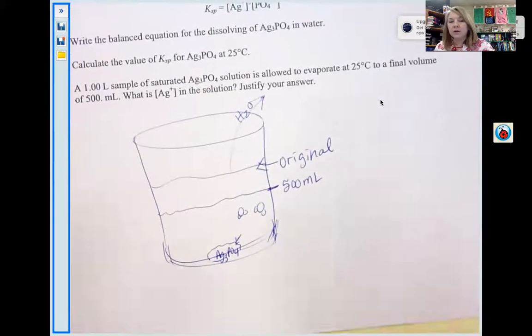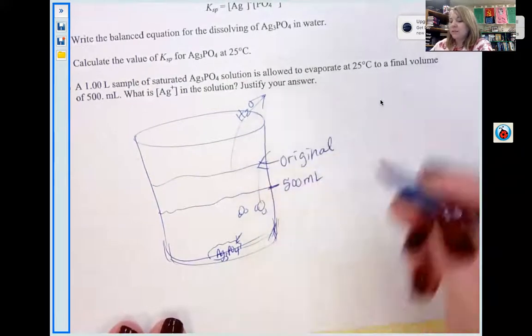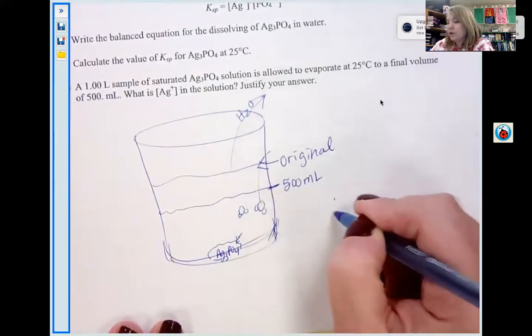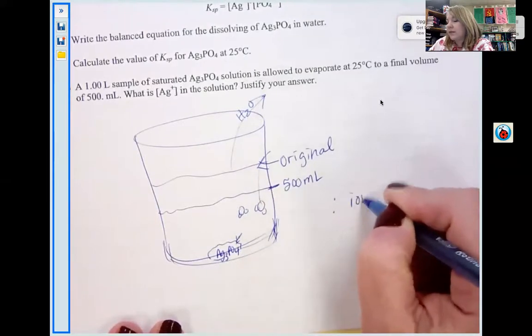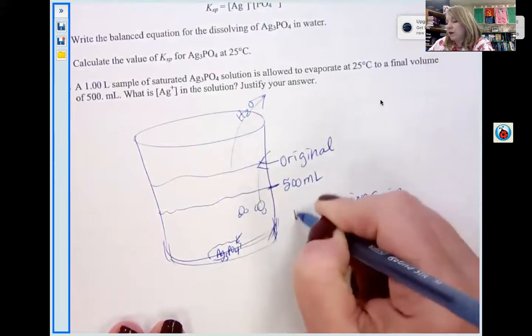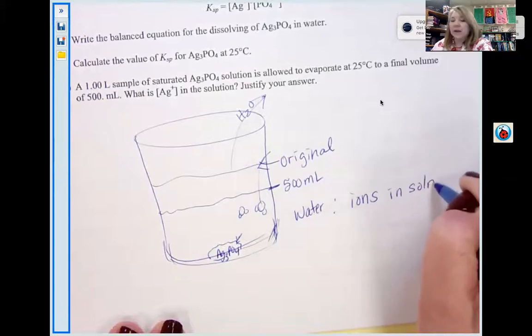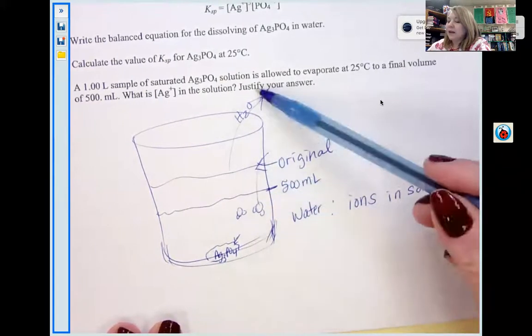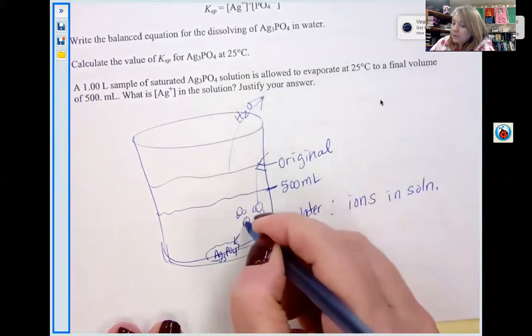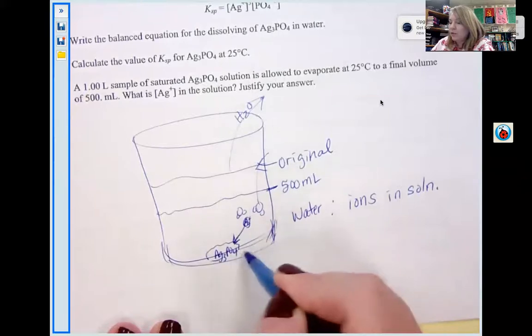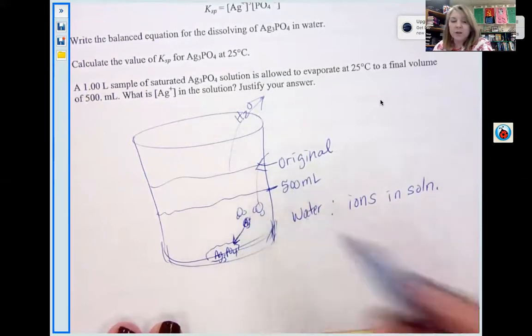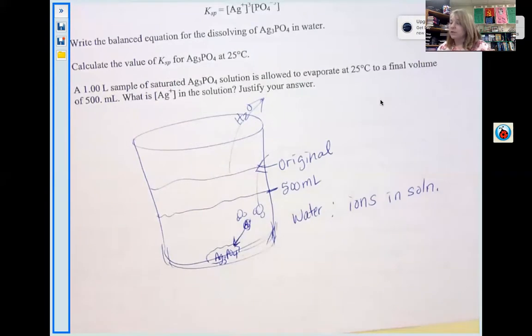You are still working with a saturated solution. As long as you have some solid in here, the amount of water that's going to leave the system is directly proportional to the amount of ions that are in solution. So water is directly proportional to the ions in solution. As the water leaves, the ions drop out, Ag plus, they become Ag3PO4. They're not in solution anymore because there aren't as many water molecules pulling them into solution.